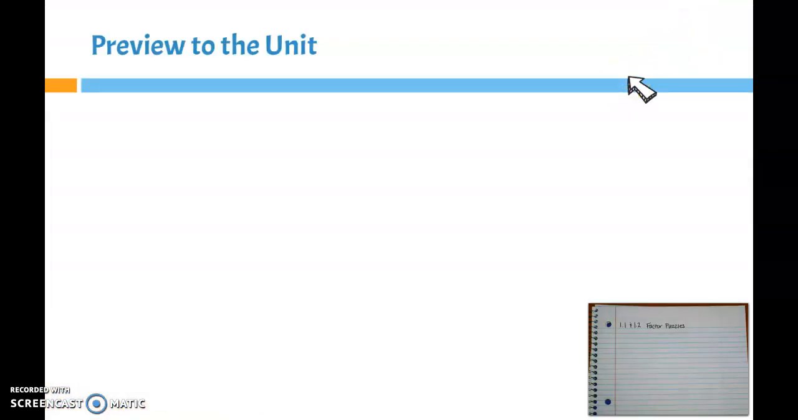A preview to the unit, and remember as we're taking notes, I do not expect you to recreate these presentations and write every single thing down. These notes are a handy resource for you. So I won't be writing everything down. I don't expect you to write down as much as you want. Your minimum would be to be writing what I'm writing.